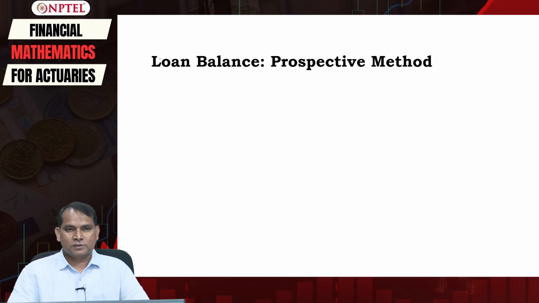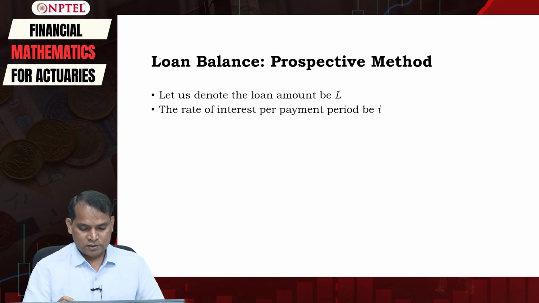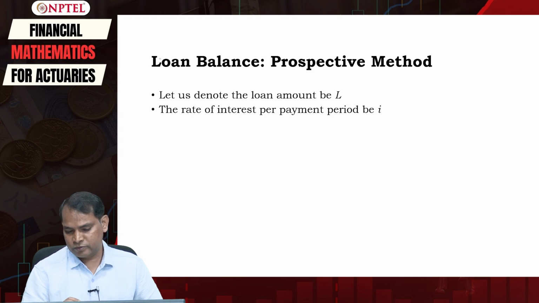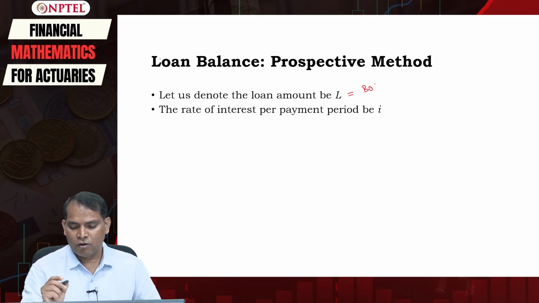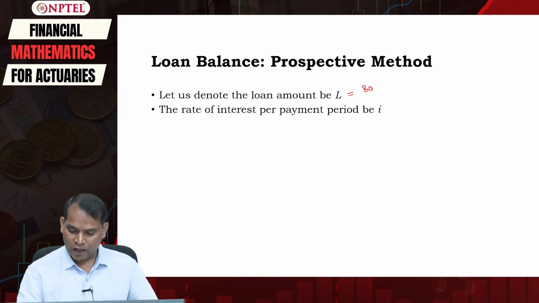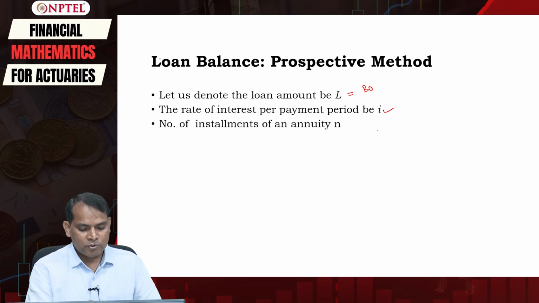Let us first look at the prospective method. For this, let us denote the loan amount by L and the rate of interest per payment period by i. This loan amount L can also be considered as B0, or outstanding balance 0. Sometimes you will find OB0. The rate of interest per payment period is i, and the number of installments of an annuity is n.